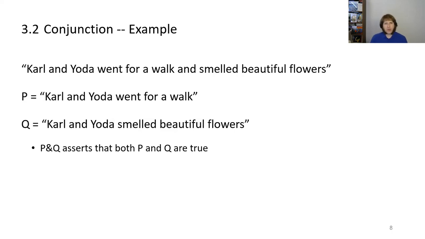So really, what are we doing here? In some sense, we have the natural language statement at the top. We're breaking it down into simple statements. We're translating them. And then we do the conjunction. We're just showing that the simple statements are both true. They fit together. In some sense, we're working our way back out to the original complex statement, right? If we assert P is true and Q is true, what are we saying? We're saying Carl and Yoda went for a walk and Carl and Yoda smelled beautiful flowers. Now that's a little bit more wordy than the original formulation, but it's also very clear.